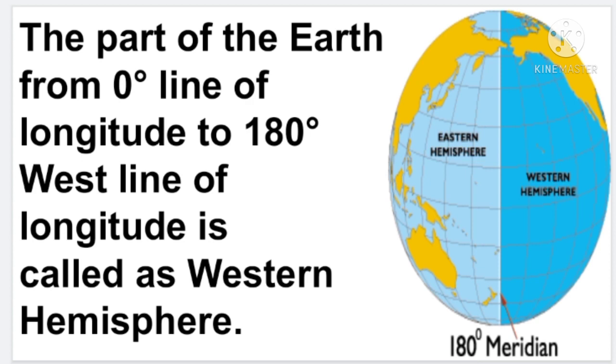The western hemisphere is a geographical term for the half of earth which lies west of the prime meridian and east of the anti-meridian. The other half is called the eastern hemisphere.